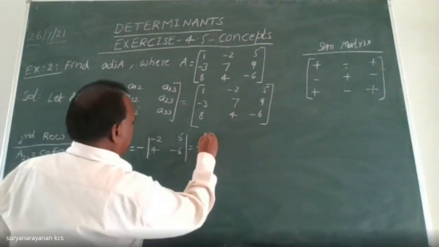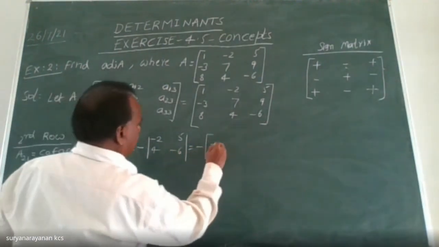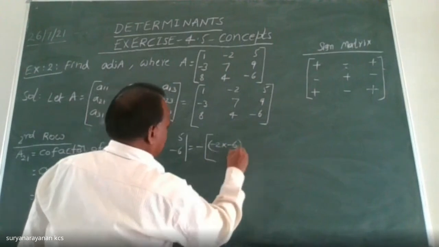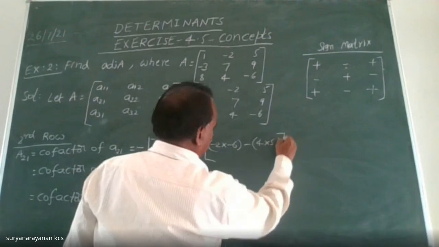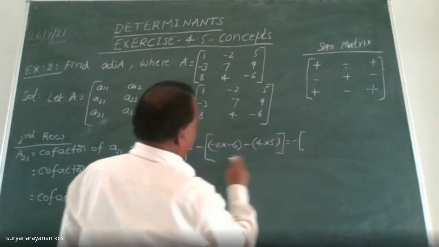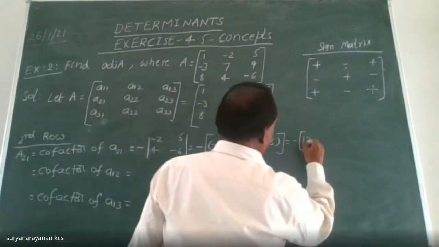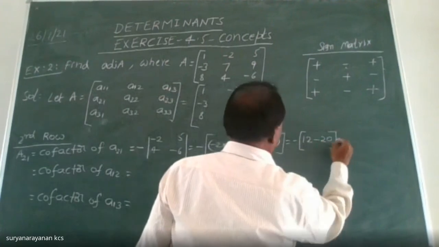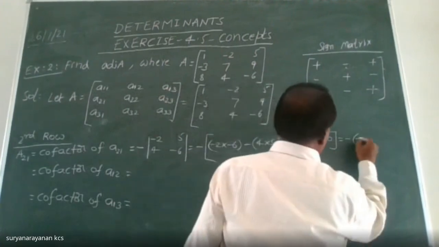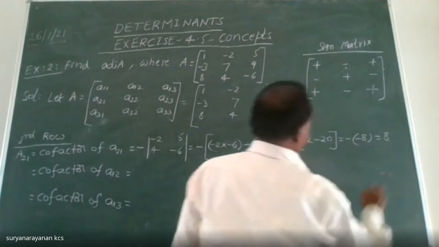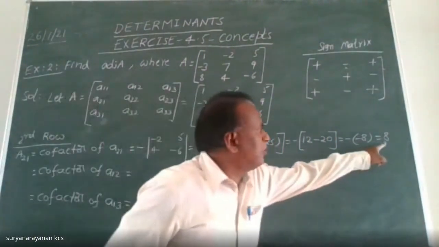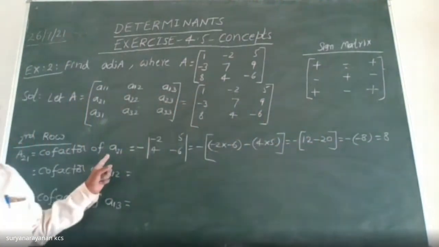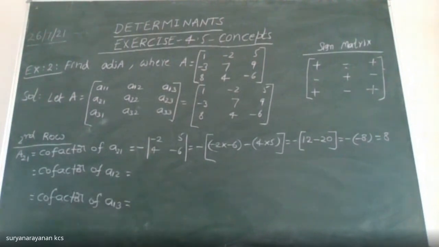So minus of minus 2 into minus 6 minus 4 into 5, minus of 12 minus 20, minus of minus 8, that is 8. So 8 is the cofactor of the second row, first element.